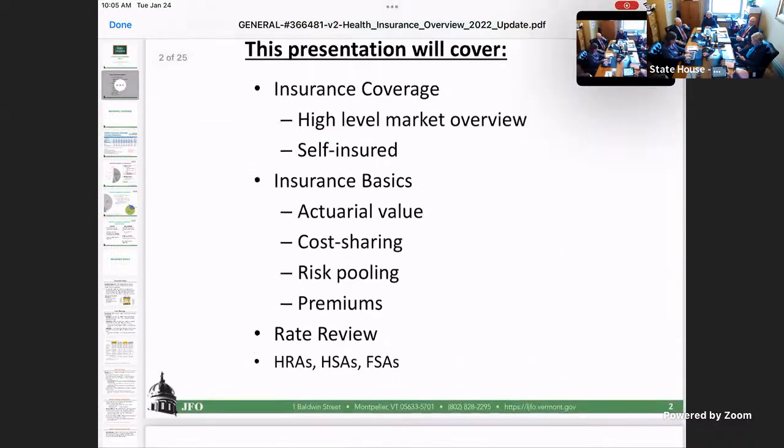We're going to talk about insurance. We'll start with a high-level overview. We'll talk again about self-insured. We'll talk about some insurance basics like actuarial value, cost sharing, risk pooling, premiums. Talk a little bit about rate review, and if we have time, we'll go briefly into HRAs, HSAs, and FSAs. And I'll unacronym them later.